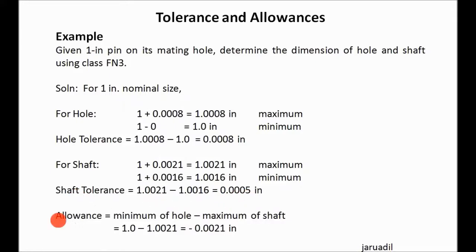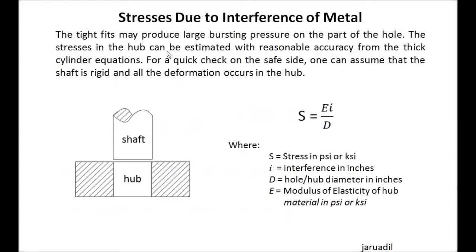Ngayon, ito yung allowance, di ba? Yung I, interference na siya kasi negative na. The minimum dimension of hole, 1 minus the maximum of shaft, 1.0021. So this one, 1.0 minus 1.0021, magkakaroon siya ng negative 0.0021 is negative allowance, interference. Ito yung value ng I, interference of metal, I. Ito kasing I ay ginagamit yan dun sa stresses due to interference of metal.